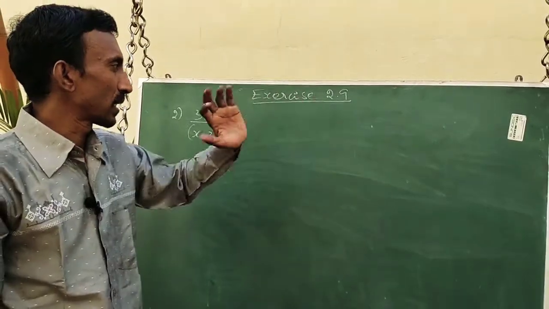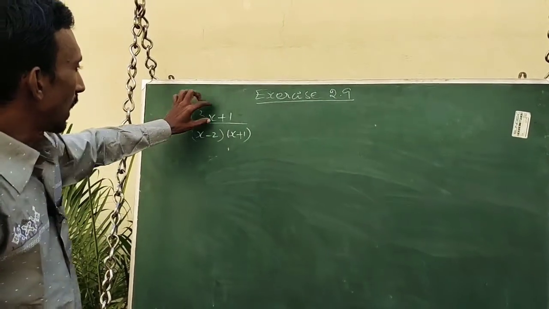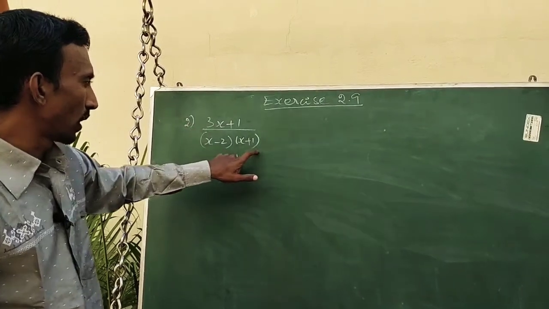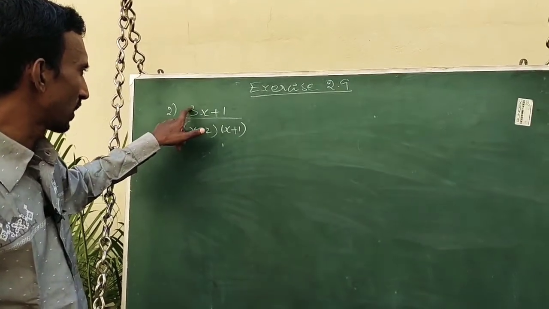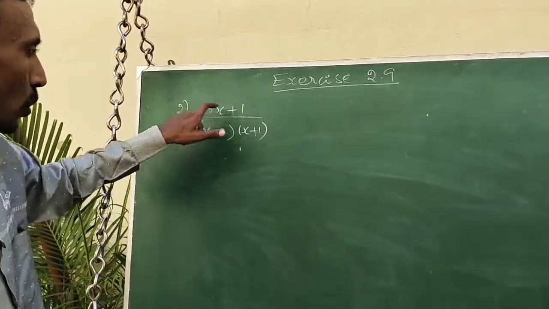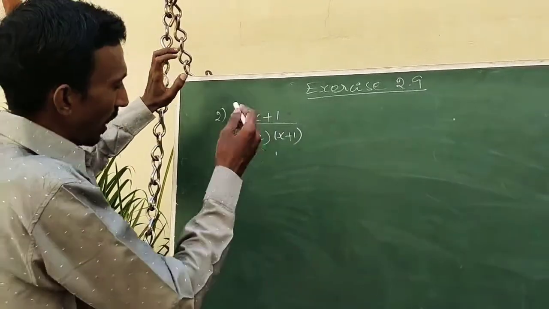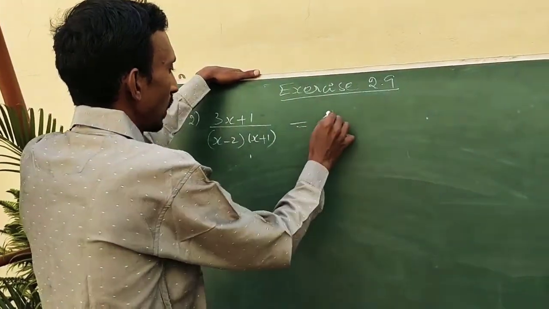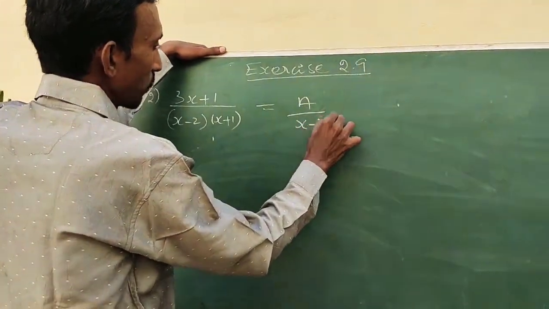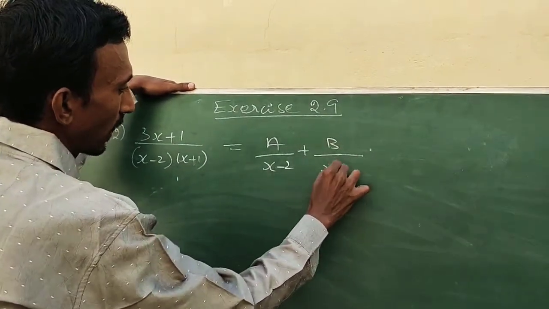Question number 2 in the exercise 2.9. 3x plus 1 by x minus 2 into x plus 1. The degree of the denominator is x square, and the numerator is x. 1, say here 2, here 1. Therefore, we can apply directly linear factors not repeated. Okay. So a by the first factor plus b by the second factor.